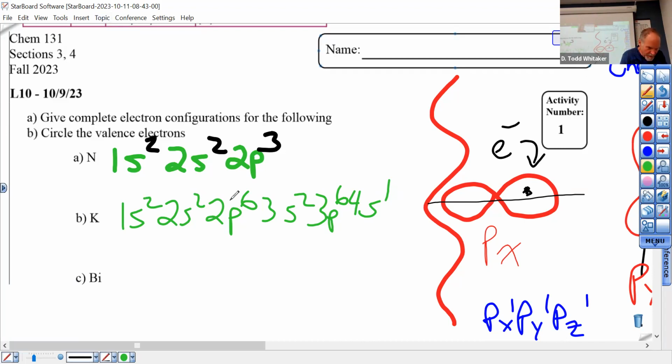2, 4, 10, 12. Well, the 6 and the 4 are a little confusing. The one is for the 4s orbital, right? I want it to be clear that it's not a 3p64. We're not doing that. That's a 4s1, big old 4. Good. And that gets you to potassium.